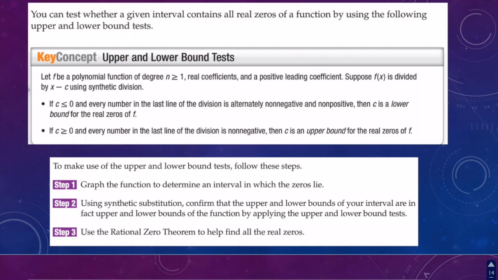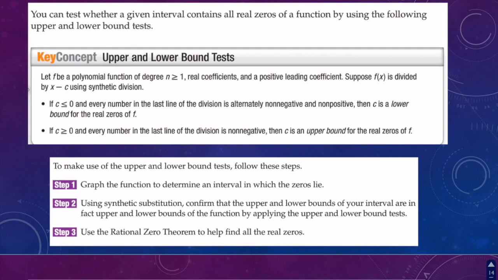Let f be a polynomial function of degree n greater than or equal to 1, real coefficients, and a positive leading coefficient. Suppose f of x is divided by x minus c using synthetic division. If c is less than or equal to 0, and every number in the last line of the division is alternately non-negative and non-positive, then c is a lower bound for the real zeros of f.